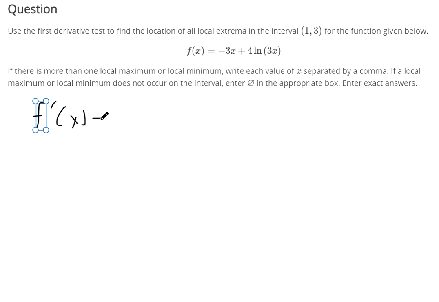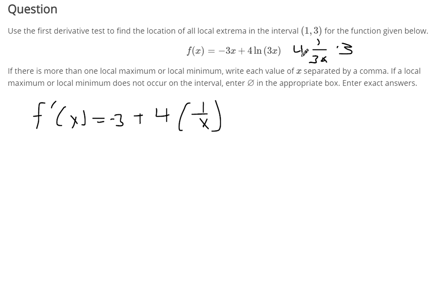Same thing with this problem. To find local extrema, we want critical points, so we take the derivative. You want to check what I did here. Power rule just makes -3. The derivative of natural log 3x is 1 over 3x, and then times the derivative of the innermost function.